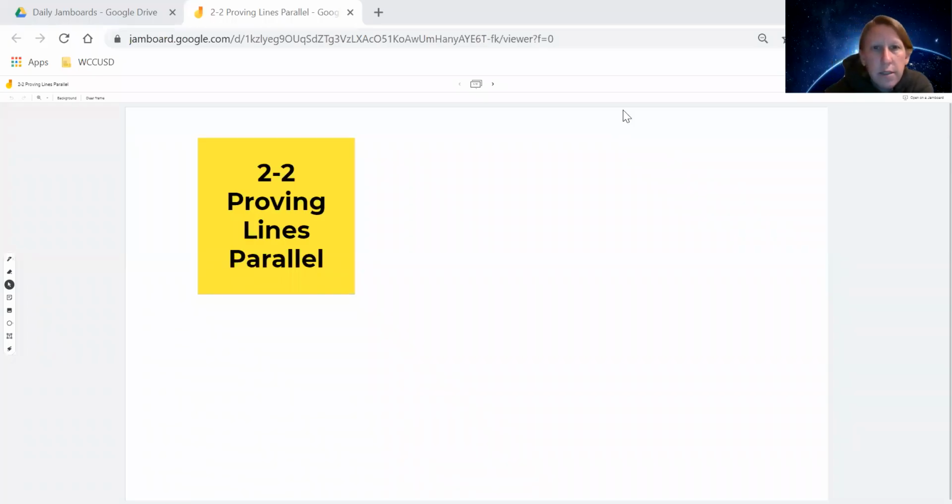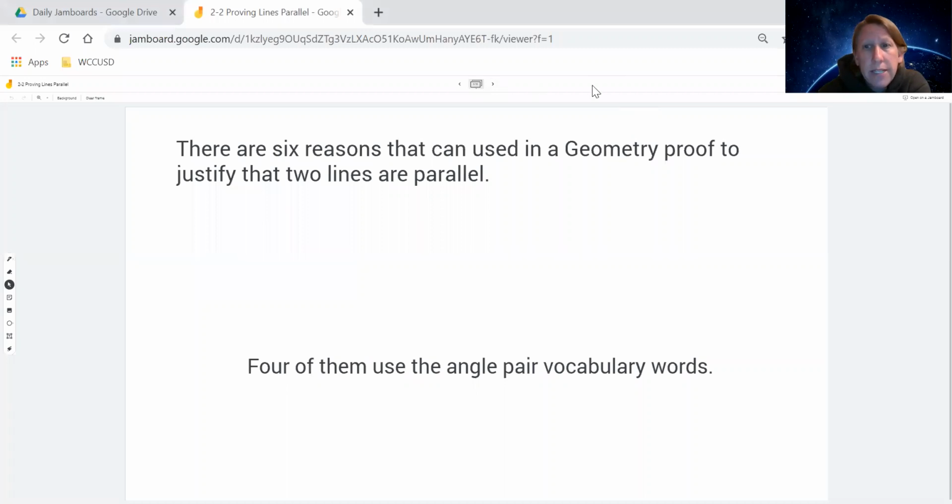Hello, students. Today we're going to talk about ways to prove that lines are parallel. There's actually 6 reasons that are allowed to be used in a geometry proof to justify that 2 lines are parallel. So if you're doing a math problem and you want to say, hey, look, these 2 lines are parallel, you will need one of these 6 reasons.